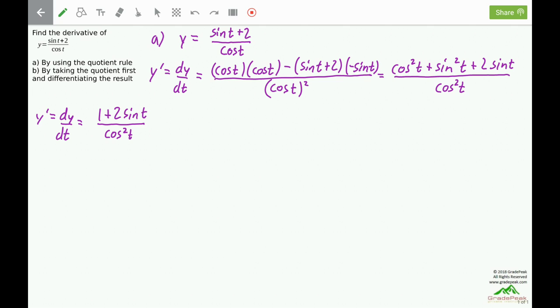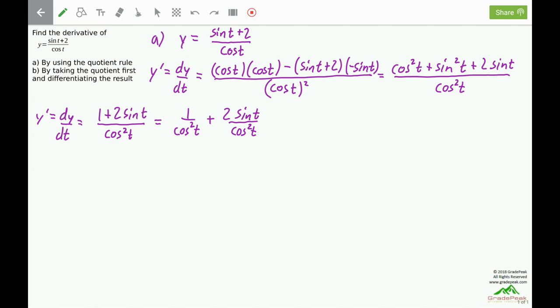Now another option we have here is to separate each of these over the common denominator. The reason that we would do this is it would allow us to write a different trig function to indicate the division. We have, for example, 1 over cosine squared of t, and 1 over cosine can be called secant.